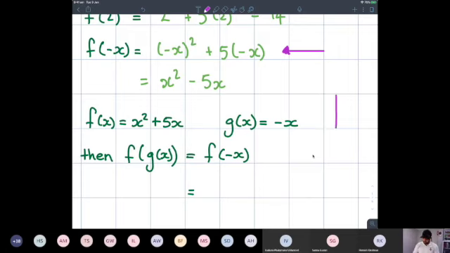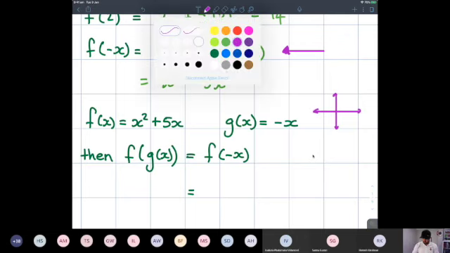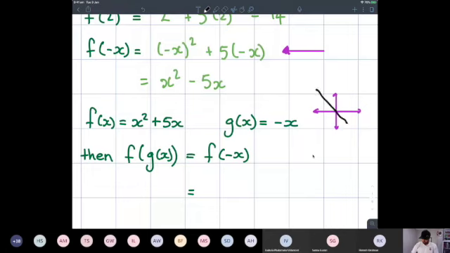Just quickly on the right here, negative x, if we were to sketch it, I'll do that in a slightly different color. Negative x is just that diagonal line that goes down. That's what negative x is. Negative x in itself can be a function, and we know it's a function because if we do the vertical line test anywhere along that black line, it's going to pass. So when we substitute negative x in, we've been doing composite functions.